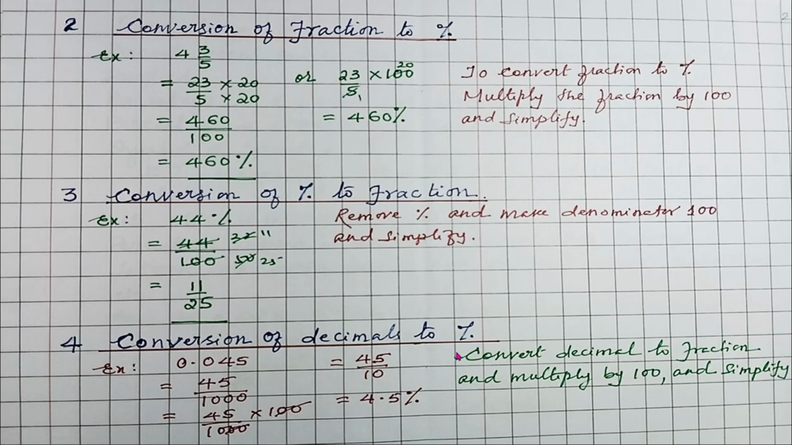Now, conversion of decimal to percentage. We have a decimal number here. We want to convert this into a percentage, so convert 0.045 as a fraction. It will be 45 by 1000 multiplied by 100. That will be 45 by 10, and that is 4.5%. So the percentage of 0.045 is 4.5%. So convert the decimal into a fraction and multiply the fraction by 100. We get the percentage. That is the method of conversion of decimal to percentage.